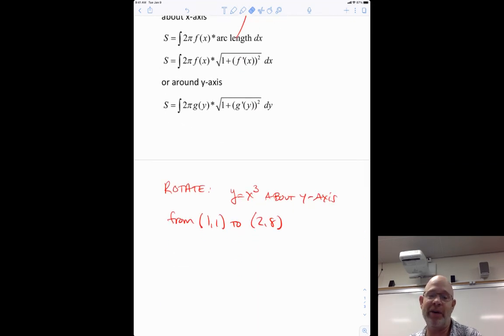I'm not going to integrate it for you. I'm just going to set it up. Again, you can use your calculator to do the integrals. So we're going to rotate y equals x cubed about the y-axis. Okay, y equals x cubed about the y-axis. And we're going to rotate it from (1, 1) to (2, 8).